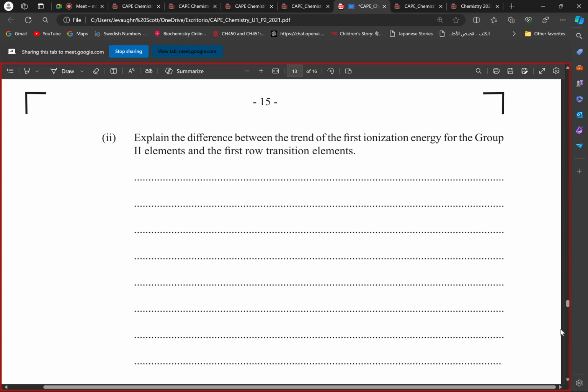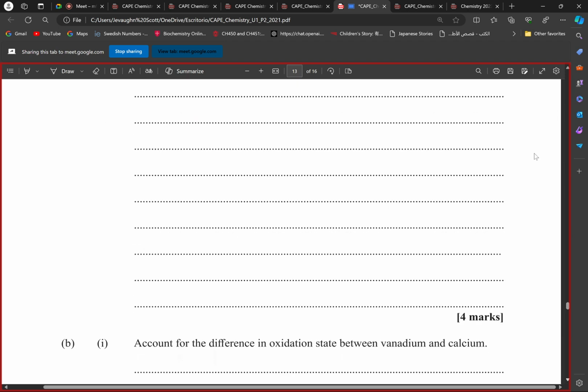Sir, group 2 would decrease down the group, and the transition elements would increase going across. That is true. For our first row transition elements, it is a period, therefore it will increase going across, while group 2 will have the elements going down. So it's group versus period. But wait, let me find out how many marks this is for. Oh, okay, just 4.